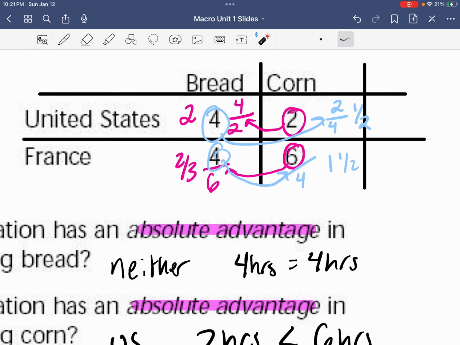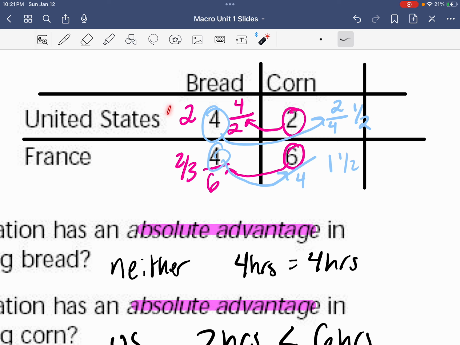So in this scenario, this is an input question. The United States and France were making bread and corn, and this is how many hours it took for them to produce one of each. So here's the numbers that I found. In input, the other goes under. So the 2 went under the 4 here.